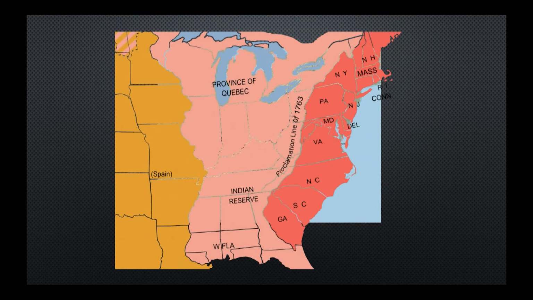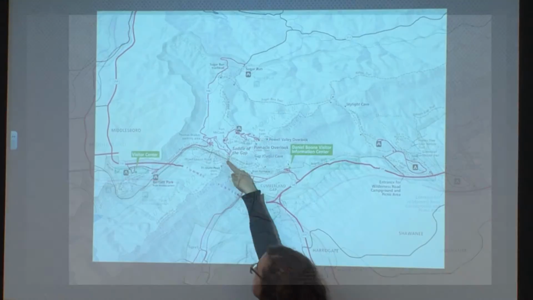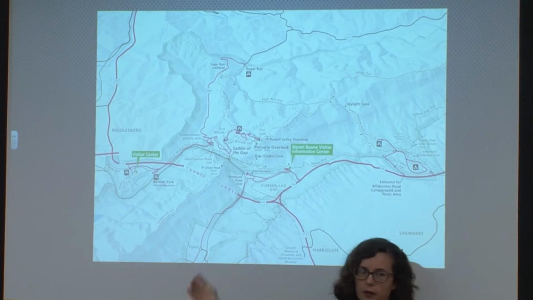We are way far off the map now. We are way far past that proclamation line. No return. And so here's another one of the maps from the Park Service website. It's a close-up where you can see the saddle of the gap where the Wilderness Road actually goes through the mountain range. So the topography is visualized on this map when it really is harder to see on the other. So you can see this is the best place where you can get through.